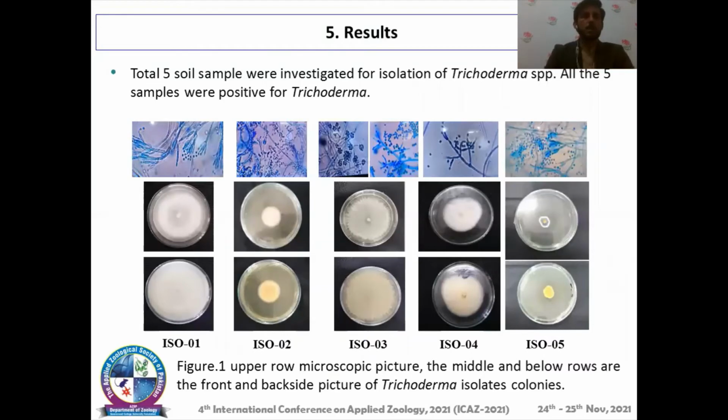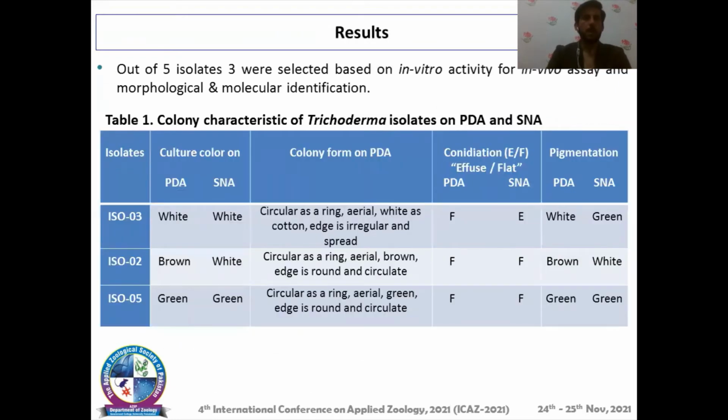Results. A total of 5 soil samples were investigated for isolation of Trichoderma species. All the samples were positive for Trichoderma. Figure 1 shows microscopic pictures and colony pictures of the isolates. The upper row shows the microscopic pictures, while the middle and below rows are the front and back side pictures of Trichoderma isolate colonies. Out of 5 isolates, 3 were selected based on in vitro activity for in vivo and morphological and molecular identifications.